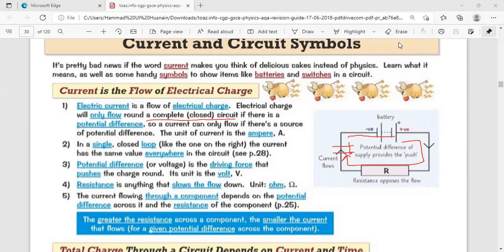So are you okay with this till here? Yeah. So you are familiar with the concept of potential difference, that this battery is the source of the potential difference. Potential difference is basically the driving force which moves the charge, due to which the charge will flow inside a circuit, right? So is it clear till here?